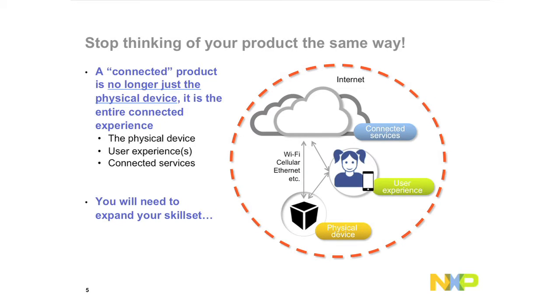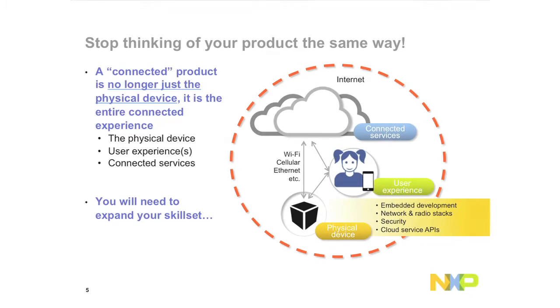Okay, so we mentioned the three pieces. So the physical device, which I'm assuming you're pretty familiar with. Maybe you've got an ARM Cortex-M3 or 4 in there. The user experience, the connected services. So these three pieces are what we now call the connected product. So the physical device is one of the three elements of that. The interesting thing, obviously, is if you're good at creating your embedded product, you now have to be good at a bigger scope of things.